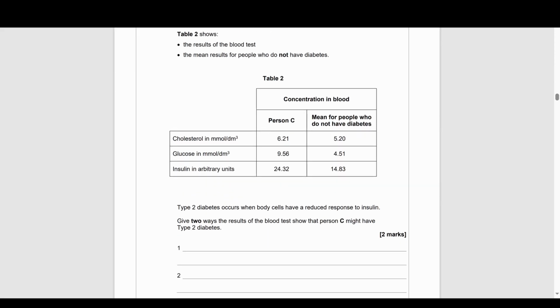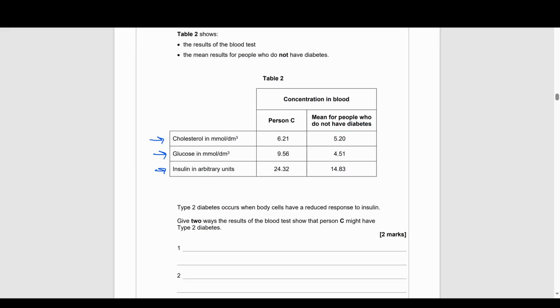Right, so what have they told us then? It's also given us the cholesterol concentration, the glucose concentration, and the concentration of insulin that's going to be in the person's blood. Type 2 diabetes occurs when body cells have a reduced response to insulin. Oh, that's great. So they've reminded us now what type 2 diabetes is. We should know this though. Give 2 ways the results of the blood test show that person C might have type 2 diabetes.